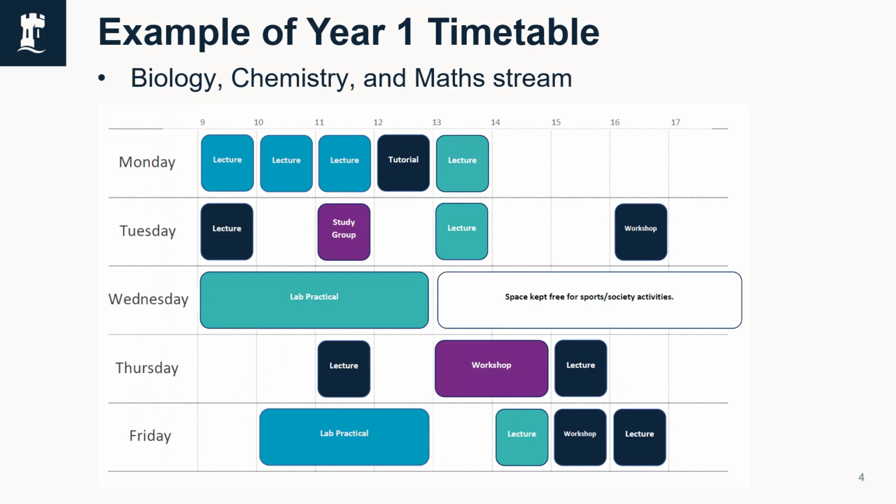This is an example timetable for a Year 1 natural sciences student studying biology, chemistry and maths. As you can see, there are a number of lectures throughout the week, but also other forms of smaller group teaching, such as tutorials, workshops or study groups. Because this student is studying biology and chemistry, chemistry labs take place on Wednesday morning, while biology labs take place on Friday mornings. As you can see, Wednesday afternoons are left free from teaching sessions, and that's time reserved for society and sports club activities.